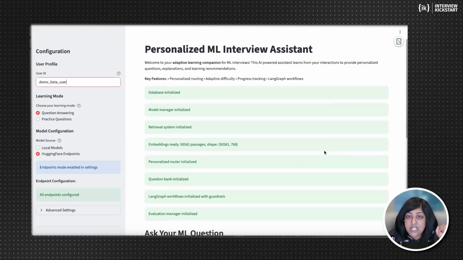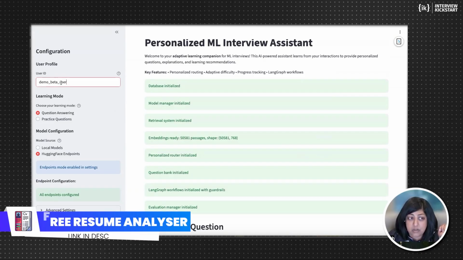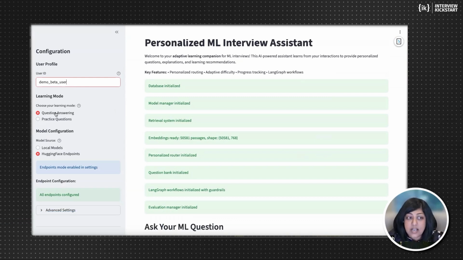This is my ML Interview Assistant. I have different users that I can work with, and in here, I'm using the user ID of a beta user. I call that demo beta user. You'll see that I have the flows that I mentioned, the LangGraph workflows. I have a question answering mode and a practice questions mode. The practice questions are generated as part of the practice questions mode, and they are also evaluated. You'll see that shortly. So let's demonstrate the question answering mode to begin with.